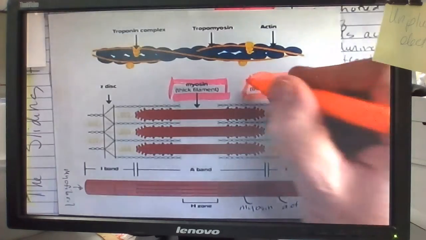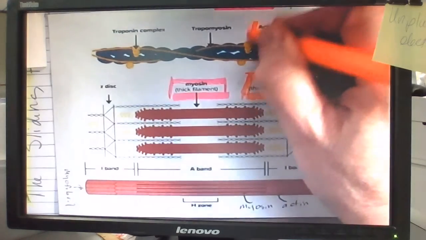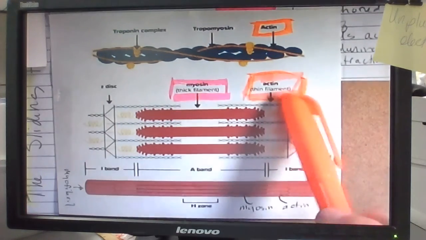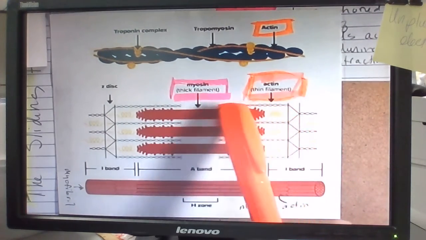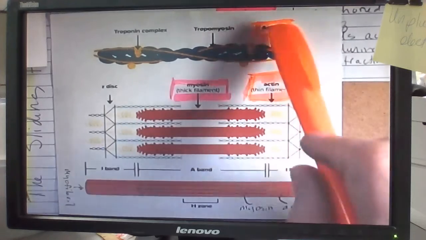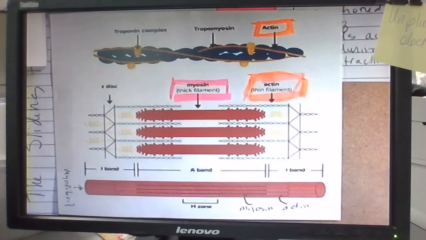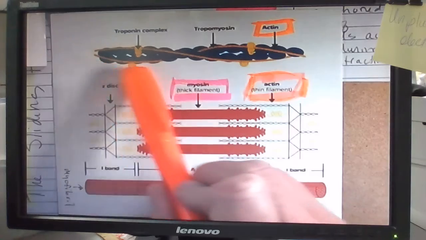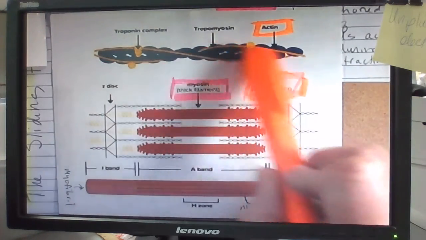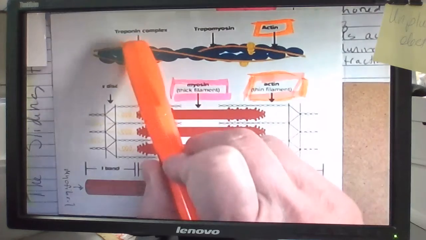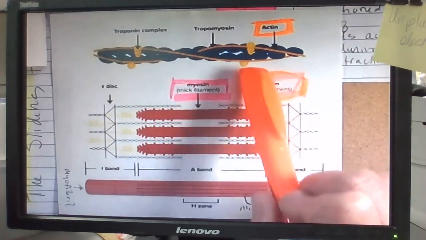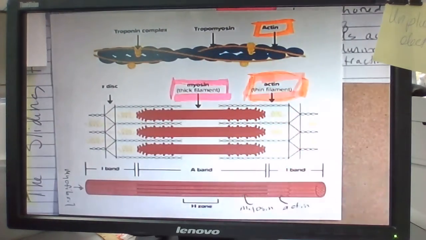So here's my actin, my thin filament. Then when we come up here, this is our actin again. So notice in this actin diagram, it looks kind of like a little twisty fiber. And up here, the blue part is our little twisty fiber that represents actin. Tropomyosin is this strand, if you will, and troponin complex are these little cluster-looking things on the tropomyosin.